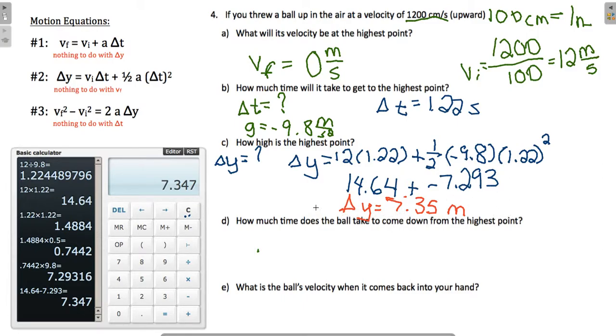Okay. Now, good news is there's no calculations left. If we just think about these other last two questions, we can come up with our answer. Part D says, how much time does the ball take to come down from that highest point? Now, here's the deal. Gravity affects it on the way up the same way it affects it on the way down. On the way up, it took the ball 1.22 seconds to get to the top. Therefore, on the way down, it's going to take that same amount of time to come down. There's no calculations to do. We already know our answer. The time for the way down is still that 1.22 seconds.